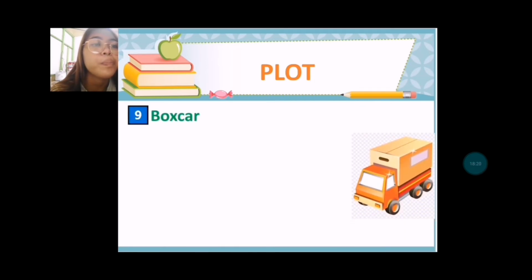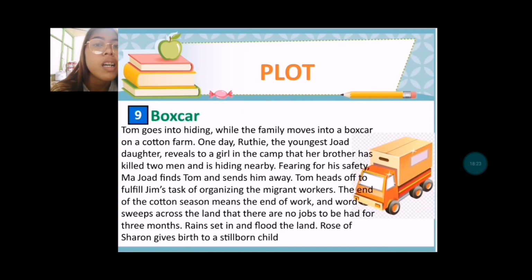Next, Tom goes into hiding while the family moves into a boxcar on a cotton farm. One day, Ruthie, the youngest Joad daughter, reveals to a girl in the camp that her brother has killed a man and is hiding nearby. Fearing for his safety, Ma finds Tom and sends him away. Tom heads off to fulfill Jim's task of organizing the migrant workers.